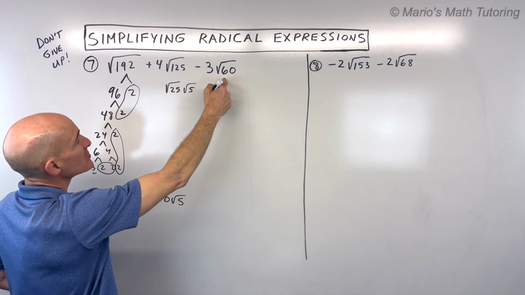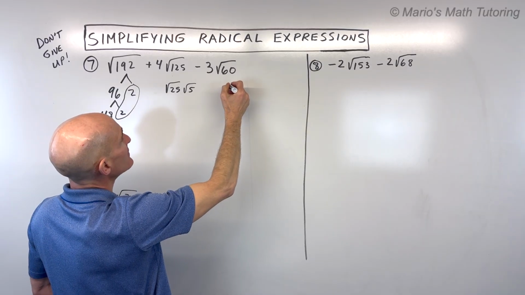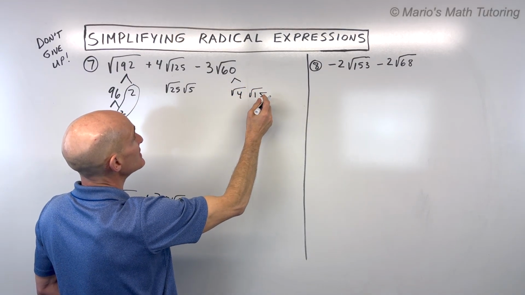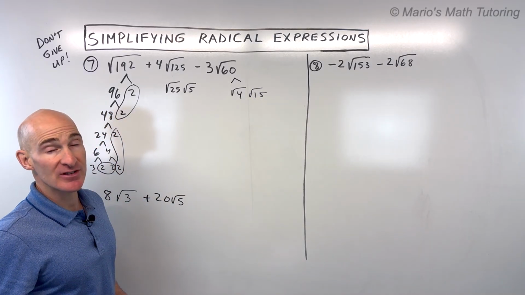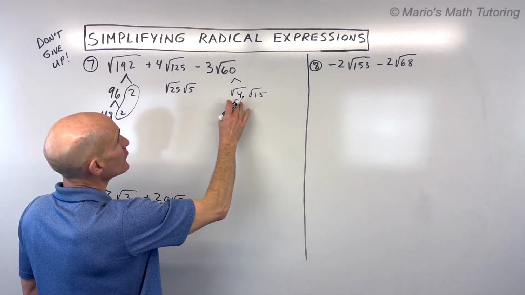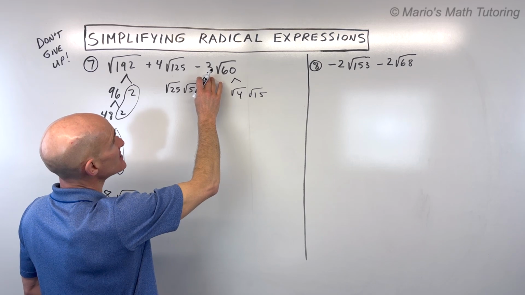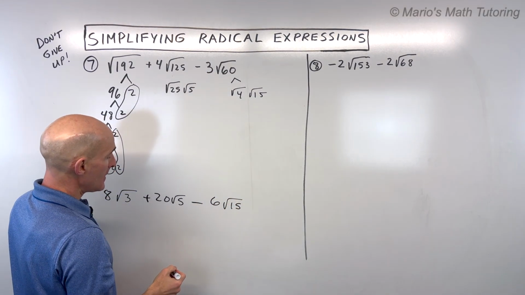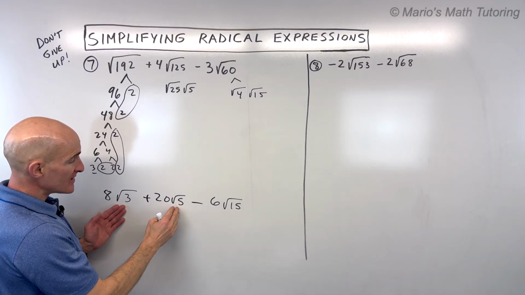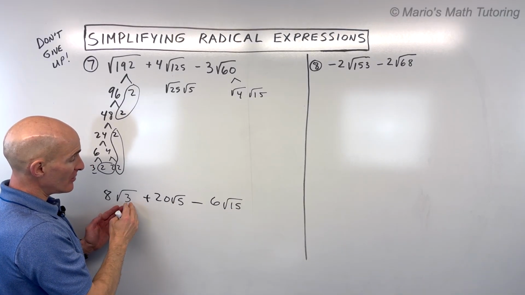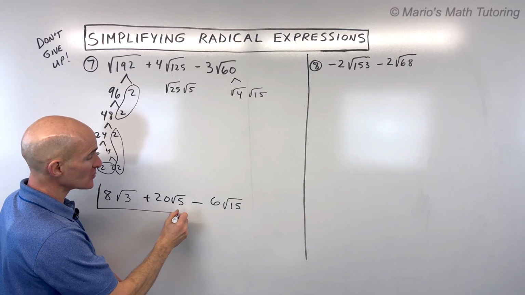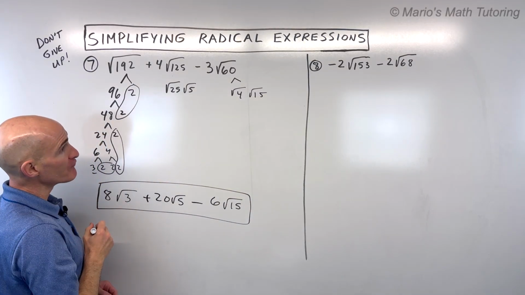And then over here, square root of 60, this one we can write as square root of 4 times square root of 15. 15 is just 3 times 5. There's not a perfect square there. Square root of 4 is 2 times this 3 is 6. So this would be minus 6 square root of 15. Now notice here that these quantities underneath the square root, none of them are the same. So we can't combine any of these terms together. This is actually as far as we can go on this problem.